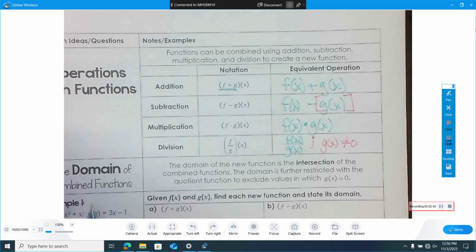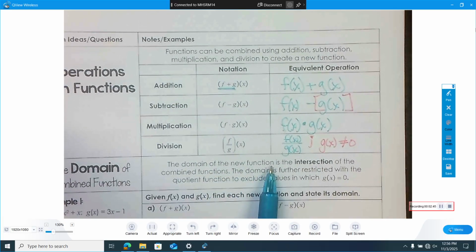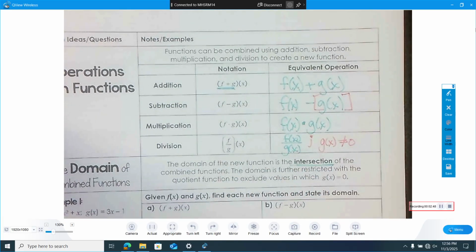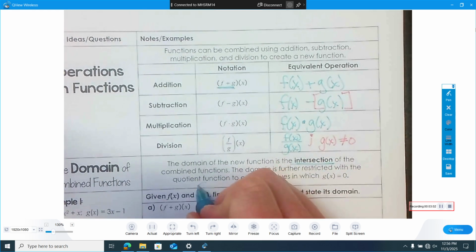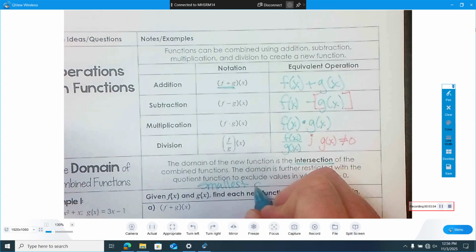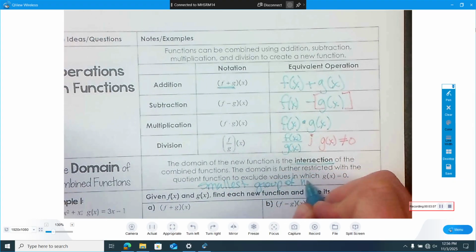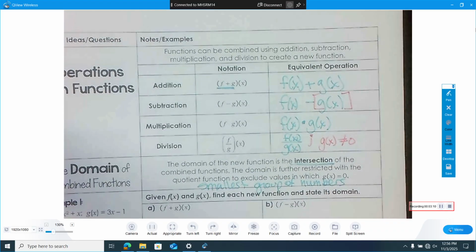So the domain of combined functions, the domain of a new function, is the intersection of the domains of the two functions, which really just means the smallest group of numbers. Intersection is the opposite of a union. Union joins them all together and it makes more, it combines a lot of things. The intersection is the things that they have in common, the overlap. So it's a little bit different.